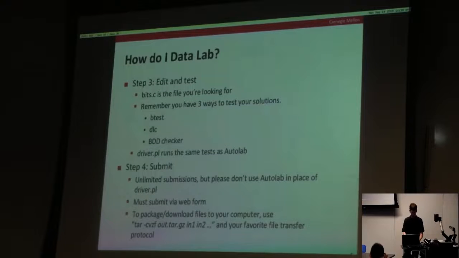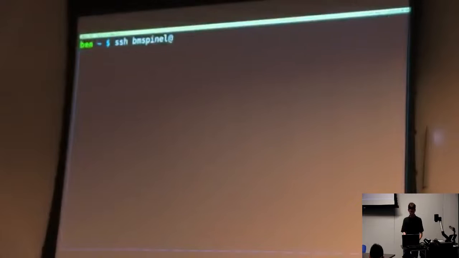Let's actually go on to the Shark machines and try these out. For the Shark machine, you type SSH, your Andrew ID, and then, oops, it's not capital R, shark.ics.cs.cmu.edu. And then the password will be the same as your Andrew password.